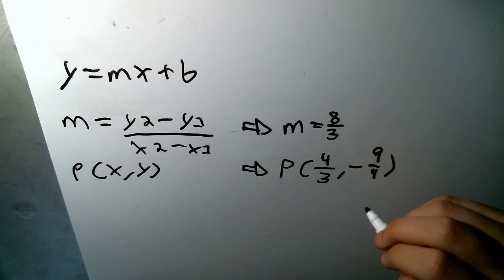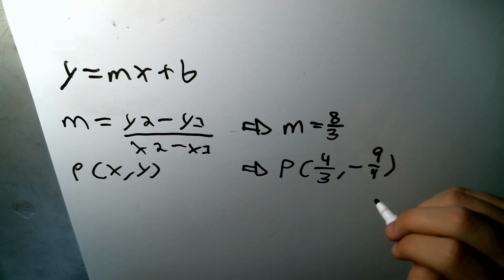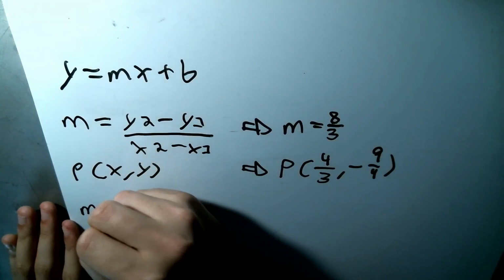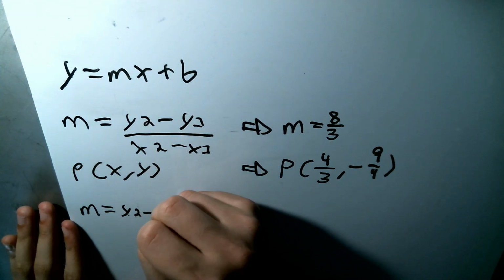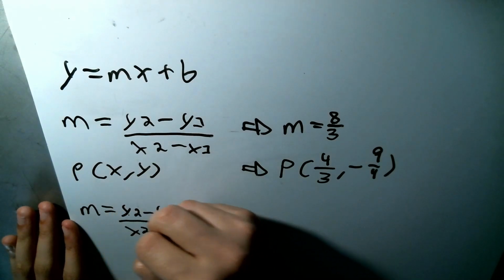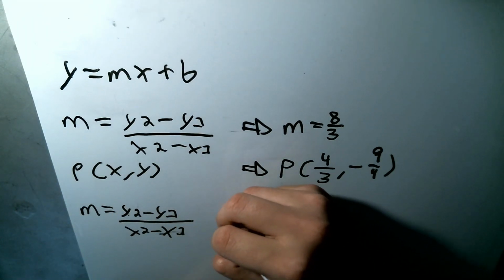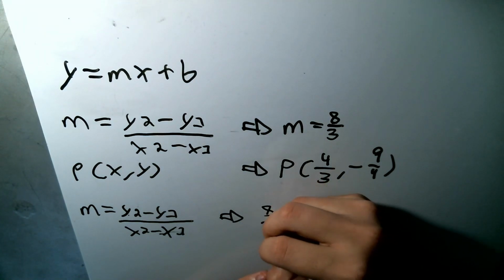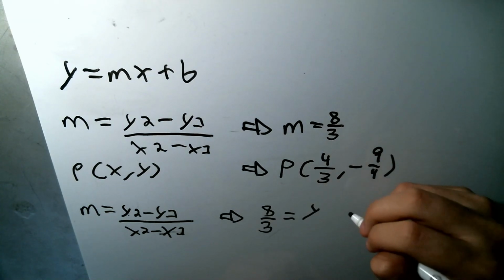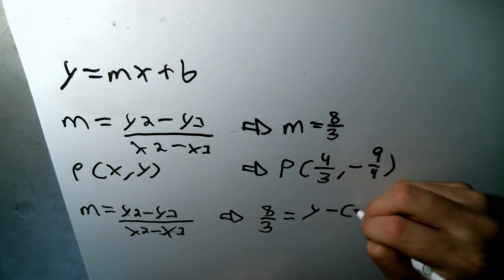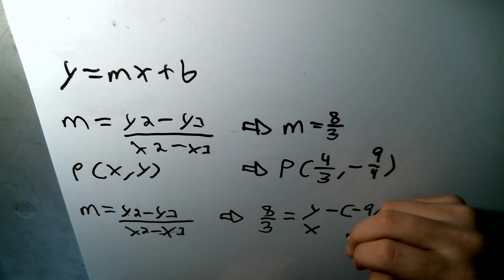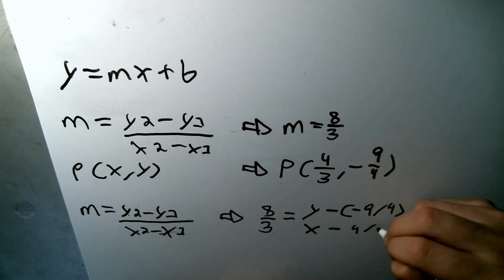We will add these values into the slope formula along with the slope value itself. So this formula, m equals y2 minus y1 over x2 minus x1, will turn into 8/3 equals y minus 9/4 over x minus 4/3.